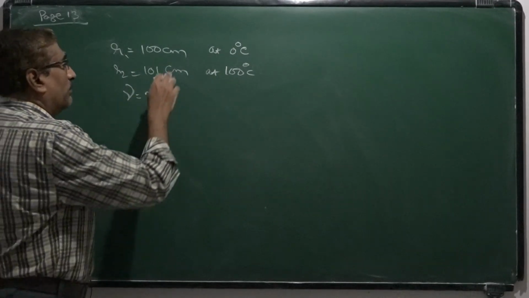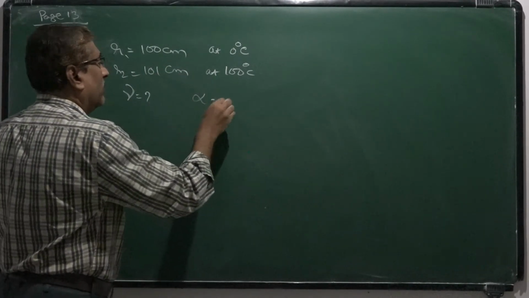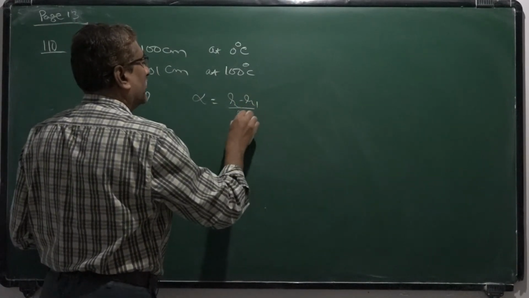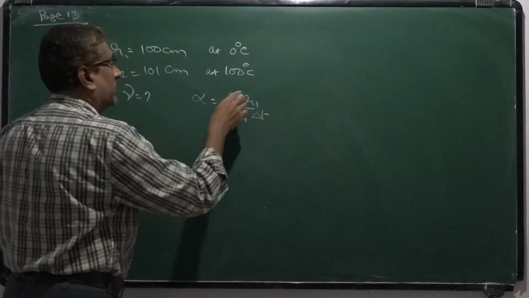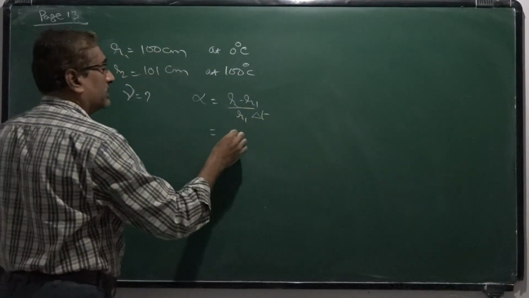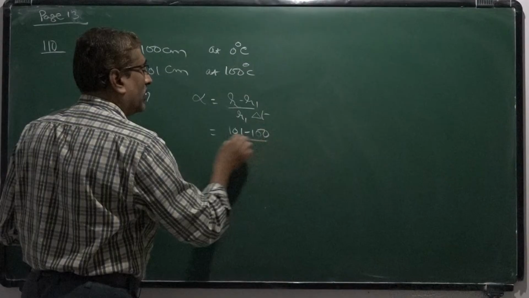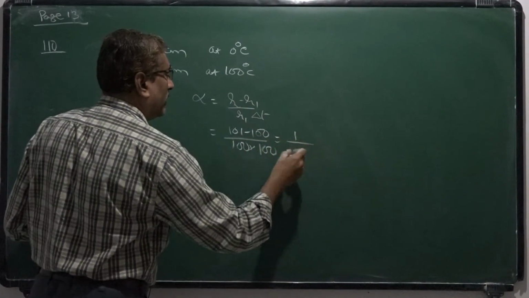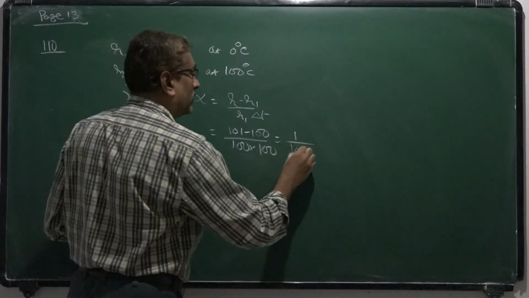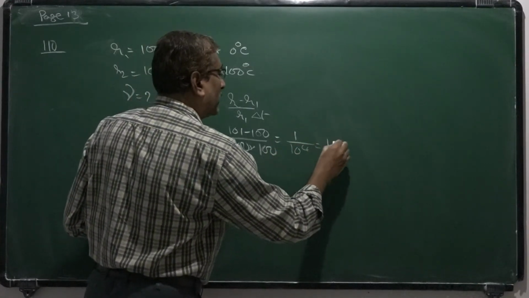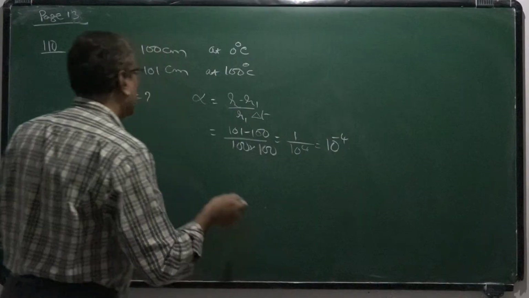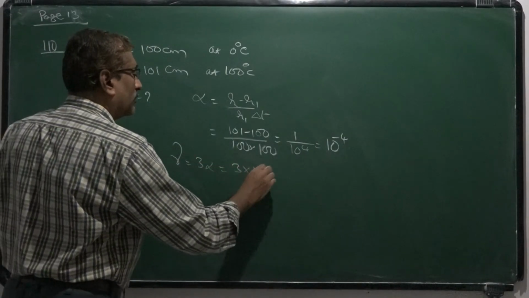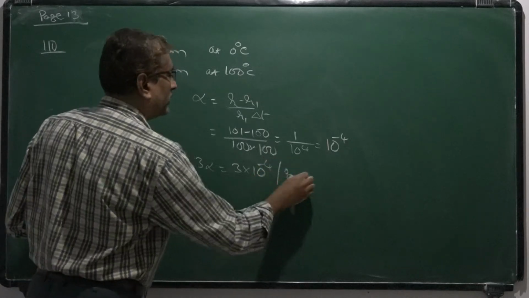But we can directly calculate alpha equal to R2 minus R1 by R1 into delta T, that is 101 minus 100 by 100 into delta T, which is 100, that is 1 by 10 to the power 4, which is 10 to the power minus 4. Now gamma is equal to 3 alpha, so that is 3 into 10 to the power minus 4 per degree centigrade.